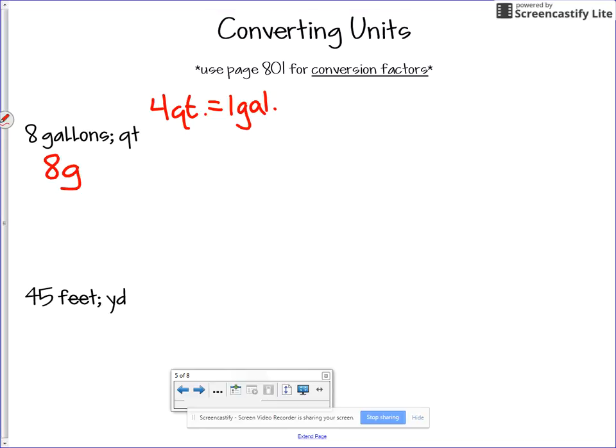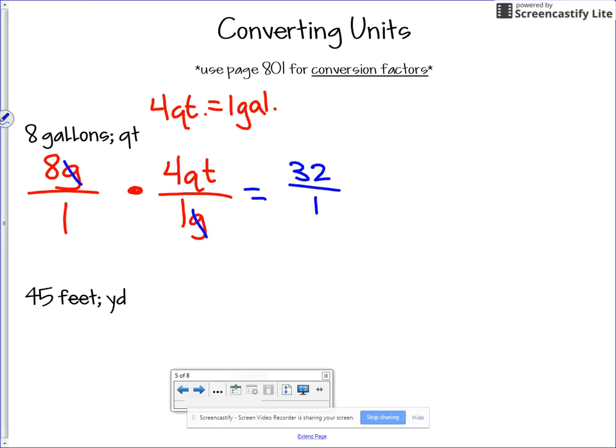We're going to write 8 gallons, just like we did in our warm-up, and toss it over 1. We're multiplying by our converting factor. 4 quarts is going to go on the top because we want the gallons to cancel out. So we're going to put 4 quarts on the top, 1 gallon on the bottom, because when they're diagonal, they can cancel. So then we can multiply straight across, and we get 32 over 1, which is just equal to 32 quarts, which is our answer.